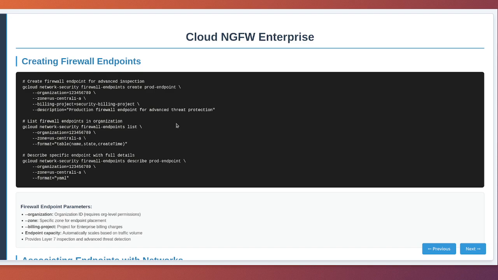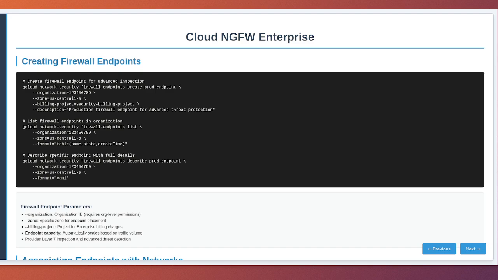Layer 7 inspection is where enterprise really shines. Traditional firewalls can see that you're making an HTTP/HTTPS connection to a specific IP address, but they can't see what's inside that encrypted connection. Enterprise-level inspection can decrypt, analyze, and re-encrypt traffic in real time, allowing it to detect threats hidden inside encrypted communications.